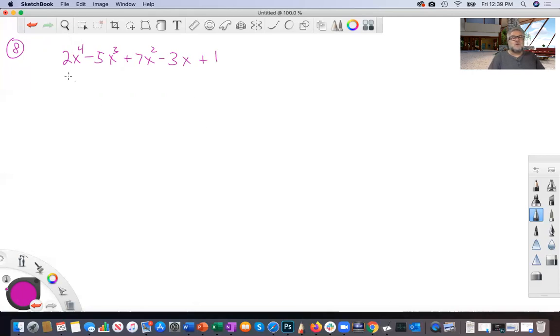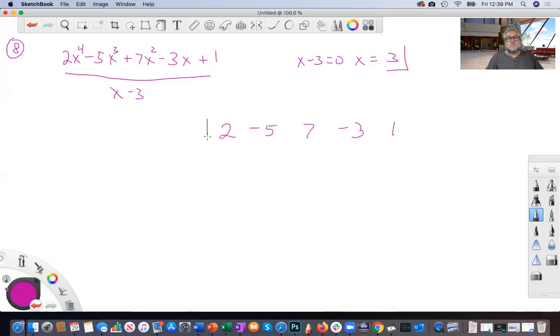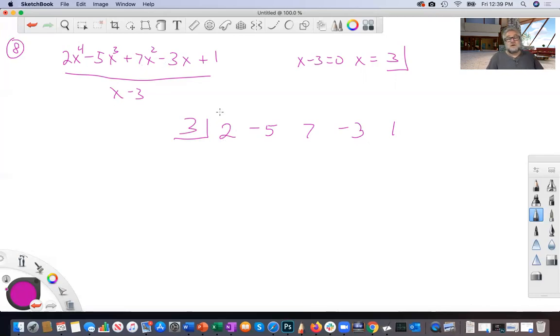Okay, step all over. We got to know what we're dividing by. X minus 3. Okay, step 1, x minus 3 equals 0, x equals 3. This is what's going into the top, into the penalty box. Okay, so 2, minus 5, 7, minus 3, 1. Now, if you write any of these numbers incorrectly or get a sign wrong, you're going to be really sad because it ain't going to work. You'll get the wrong answer, which is certainly true if you do the long division way also.